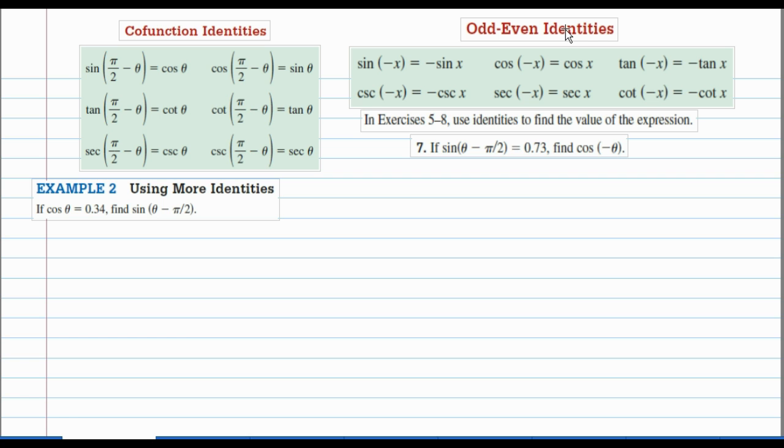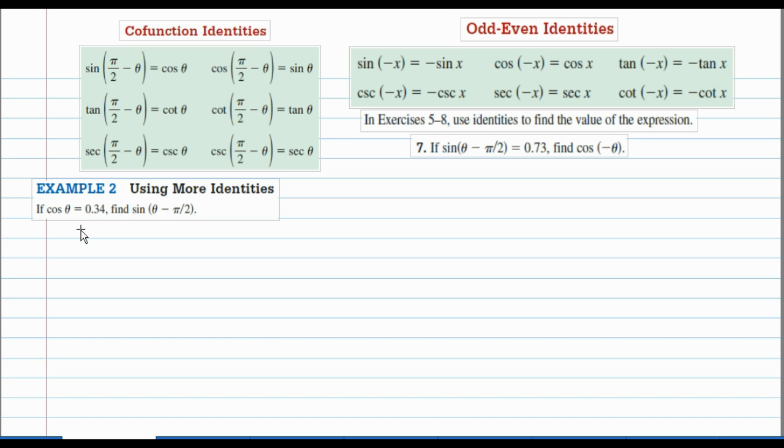Odd and even identities: you already know that an even function means that when you put in a negative x, you get out the original function. So the only two even functions we have in our 6 trig functions are cosine and secant. The rest of them are odd, so when we plug in a negative x, we get out the opposite of what we started with. Now we're going to use these cofunction and odd and even identities for example 2.